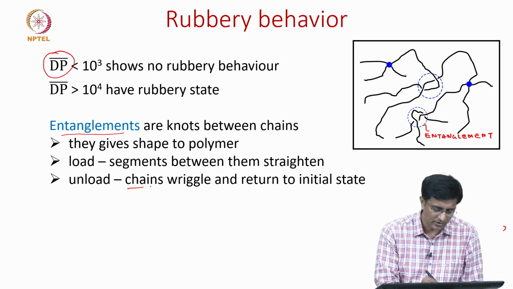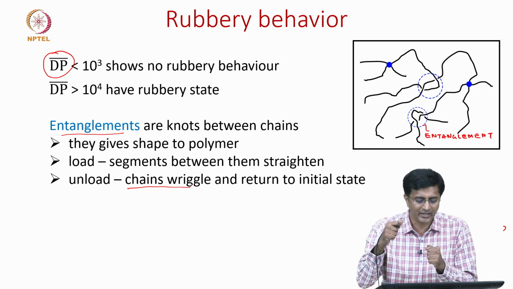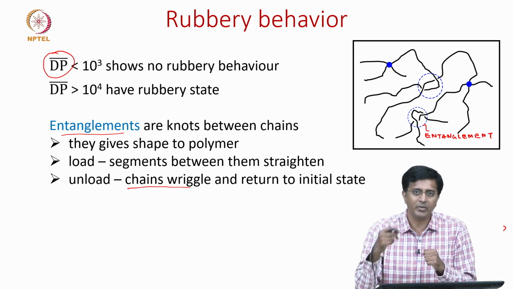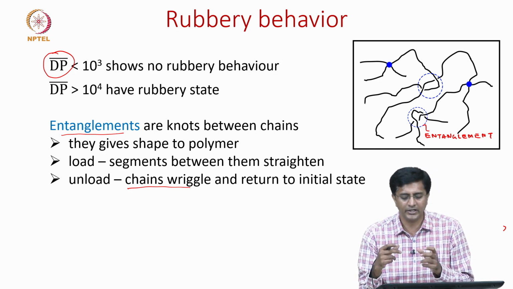So these intermediate chains between the two entanglements, they wriggle and return back to the original or the equilibrium state.